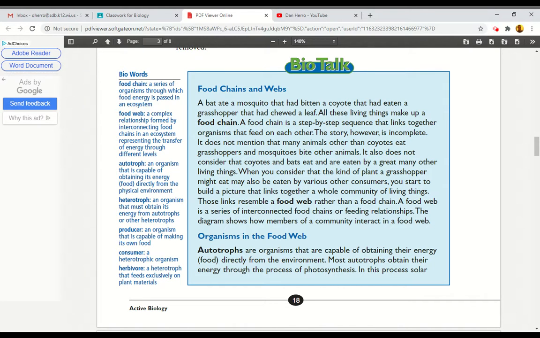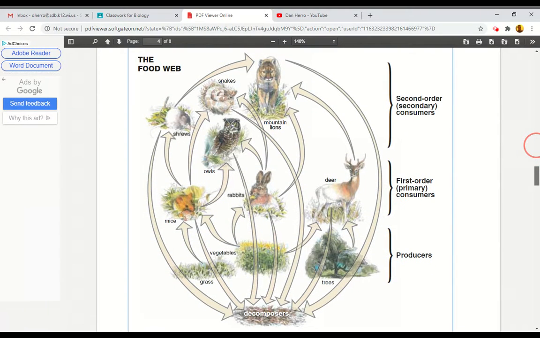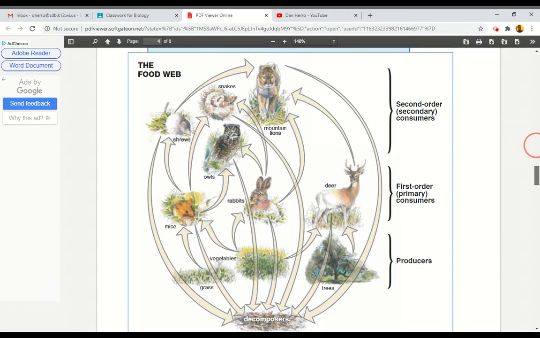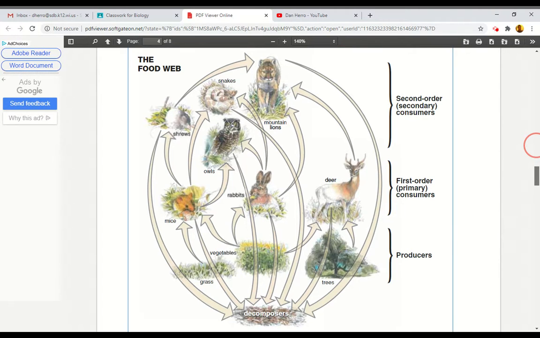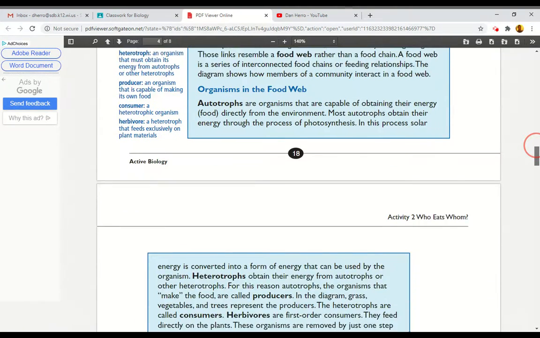The diagram shows how members of a community interact in a food web. And let me scroll down to the diagram. Okay, so that's the diagram they're referring to. And this food web diagram is also on your copy of the PDF from Google Classroom, so you can access that. Okay, so let me scroll back up.